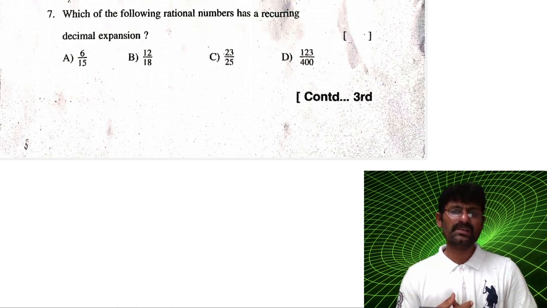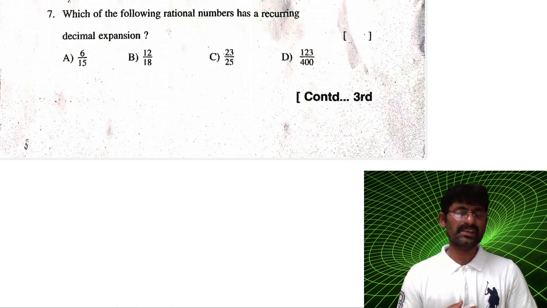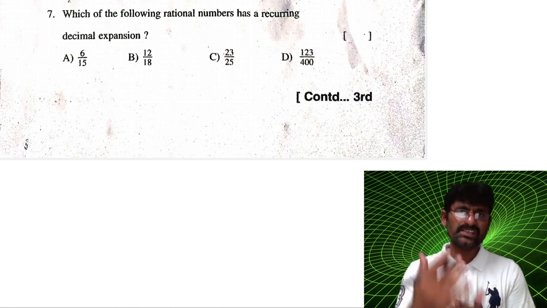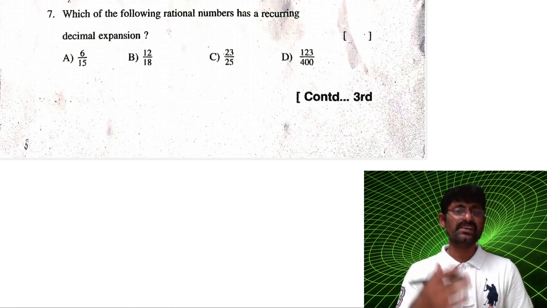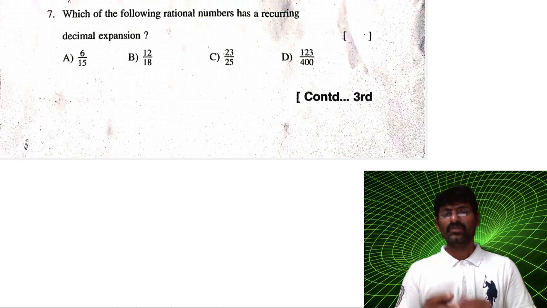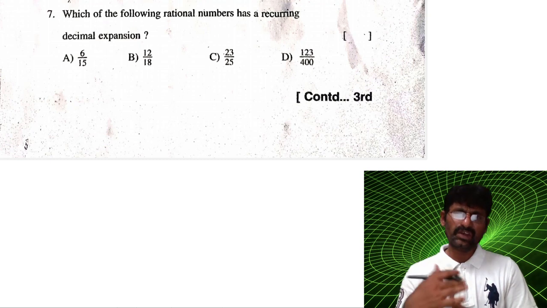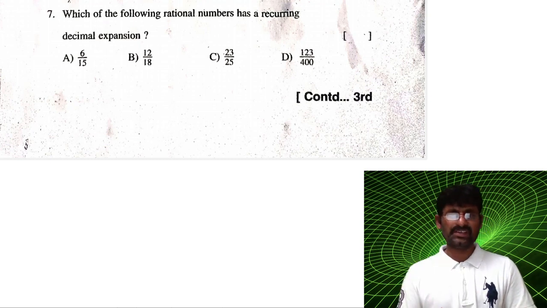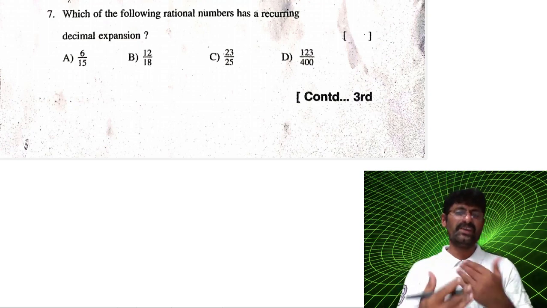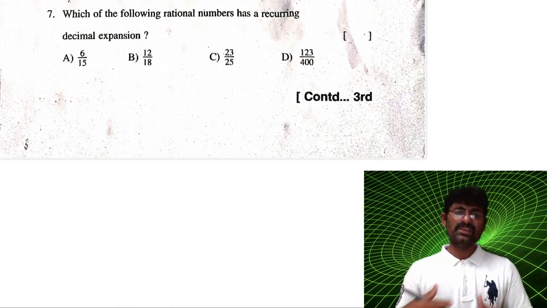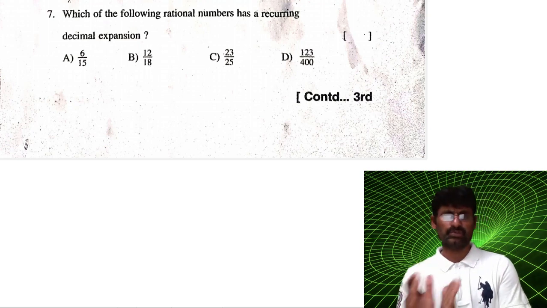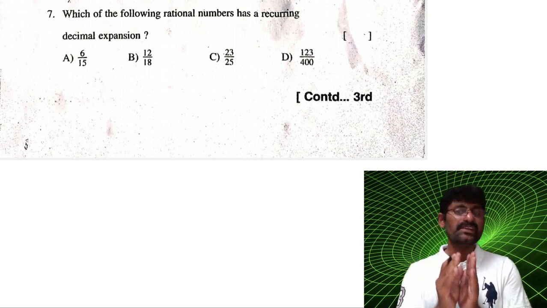Which of the following rational numbers has a recurring decimal expansion? When can we say a fraction has recurring decimal expansion? We can divide, but without dividing also we can say. Whenever you have a fraction, suppose the fraction is in the simplified form. If the prime factors of the denominator are 2 or 5 or both, then it is a terminating decimal number.